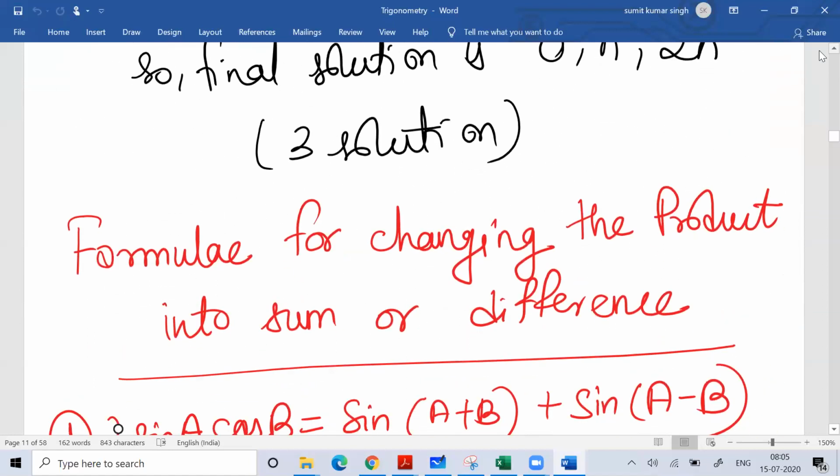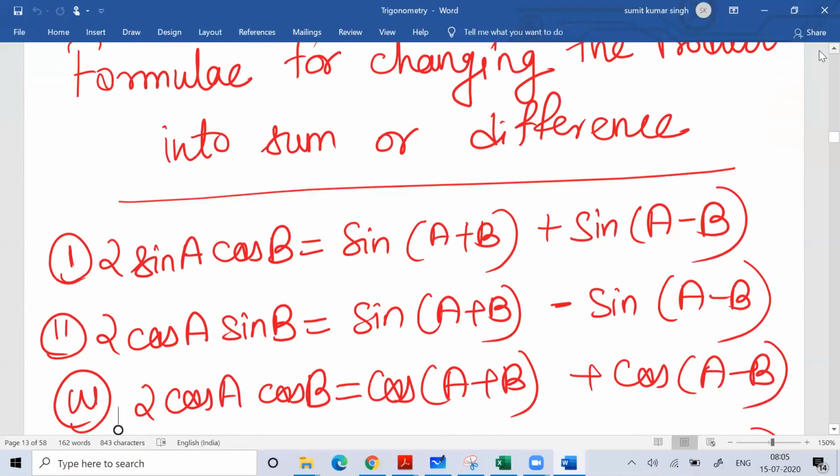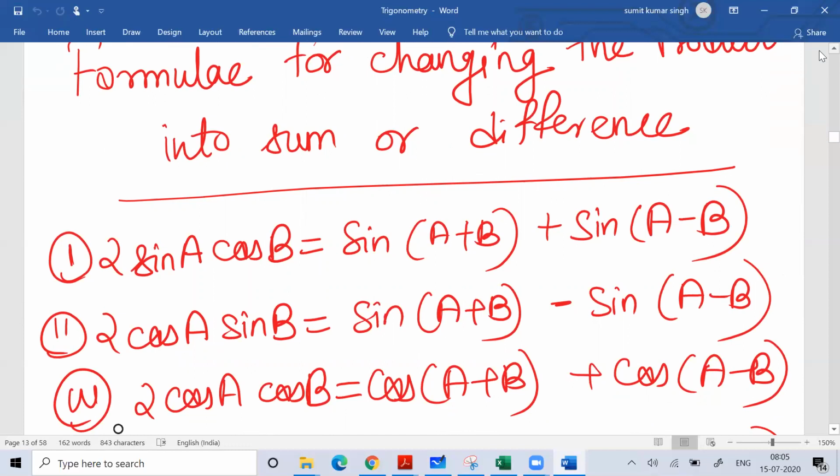Okay, now going further, a few more formulas, because trigonometry is all about formulas. The formula for changing a product into a sum or difference: 2 sine A cos B is sine (A plus B) plus sine (A minus B). Sine (A plus B) means sine A cos B plus cos A sine B, and then plus sine (A minus B), which means sine A cos B minus cos A sine B, so that they get cancelled. Ultimately, 2 sine A cos B is left. So remember this formula; it is derived from that expression only.